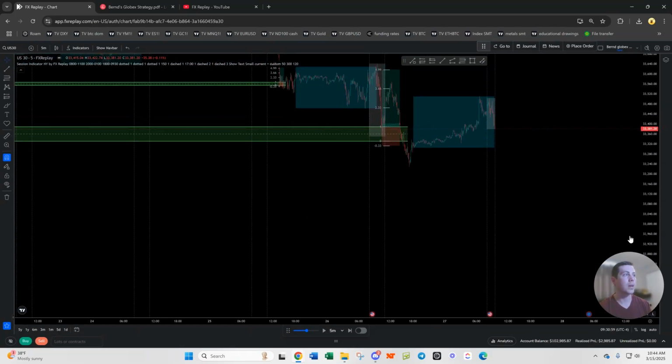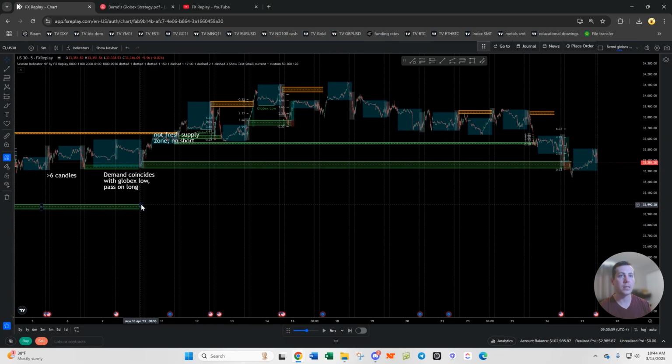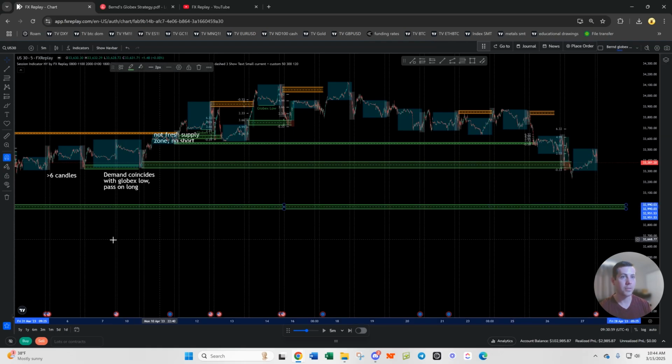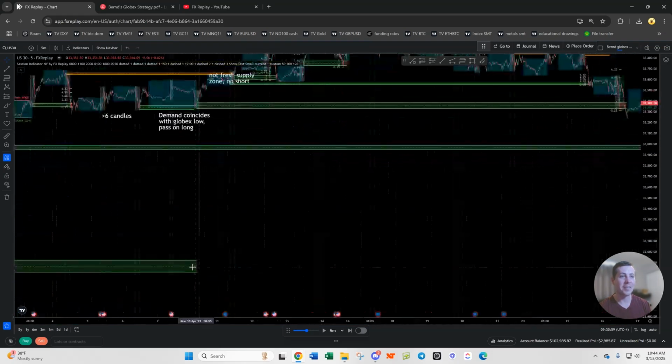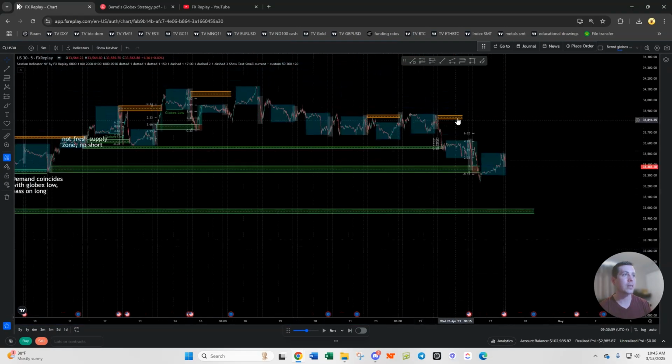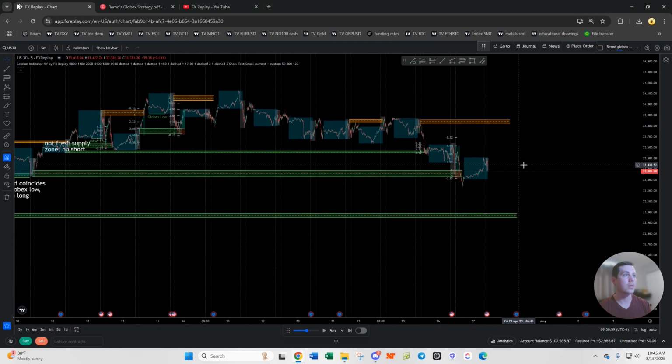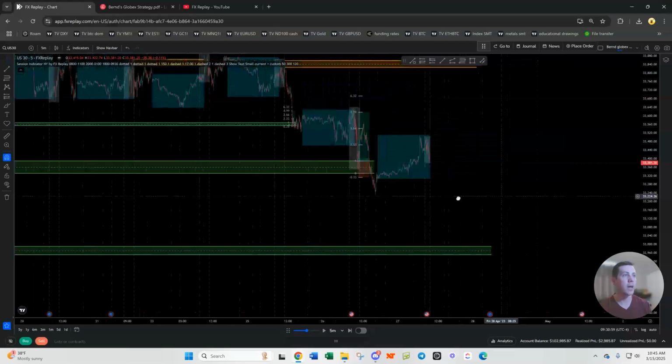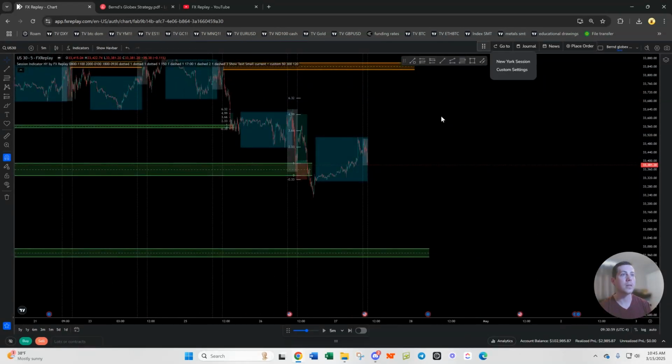So let's make sure we have one demand zone left down here from quite a while ago. Oh yeah, one more down here too. So just make sure you keep dragging these over so you keep them current. And then I think this is the only supply zone that's still live. So we'll go to the next session.